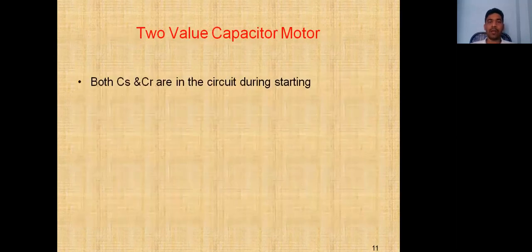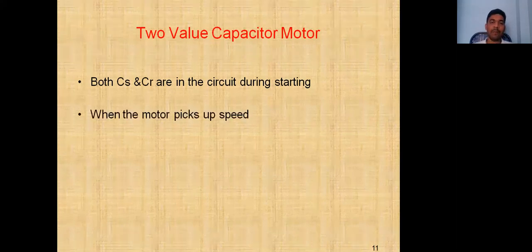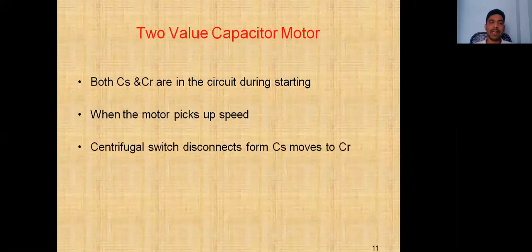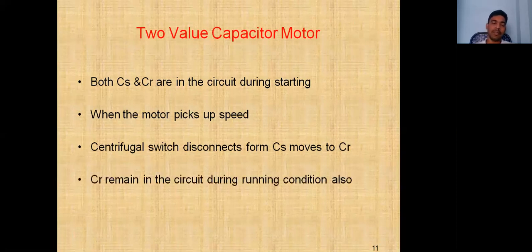Two value capacitor motor. Both the starting capacitor and running capacitors are in the circuit during starting. When the motor picks up speed, the centrifugal switch disconnects the starting capacitor and moves to the running capacitor. The running capacitor remains in the circuit during running conditions also.